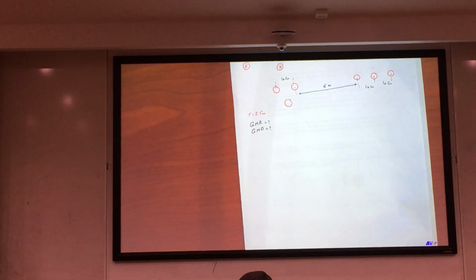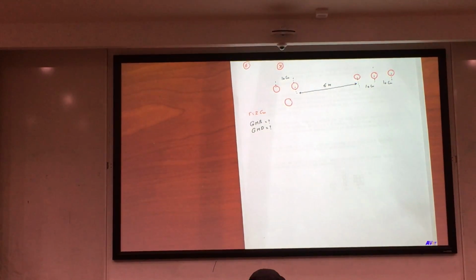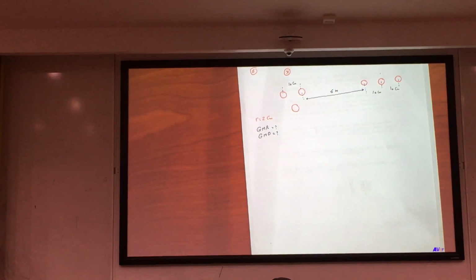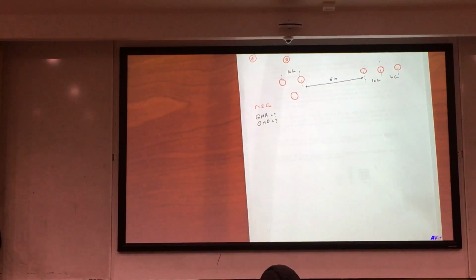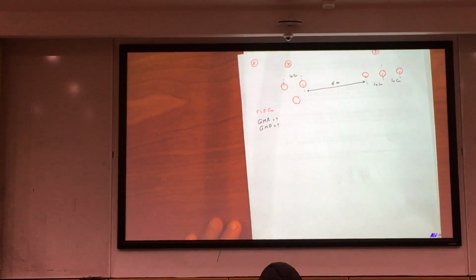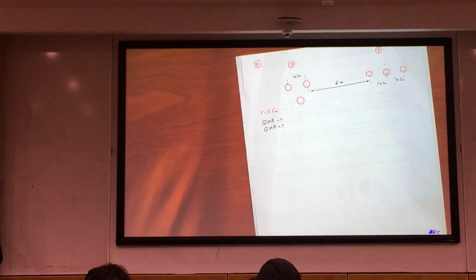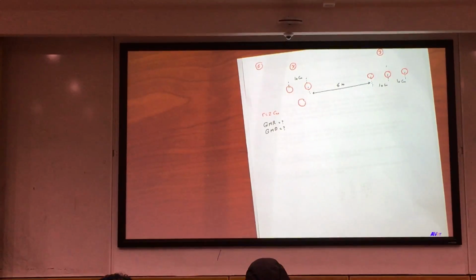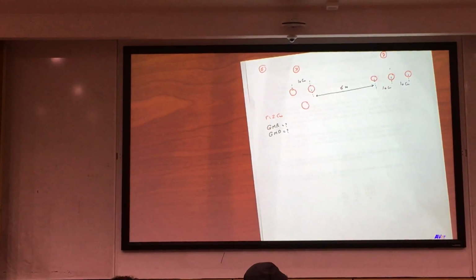That's a single phase, and we don't have symmetry between line X and line Y. So line X has a different configuration than line Y, and we are asked to calculate the geometrical mean radius and geometrical mean distance.